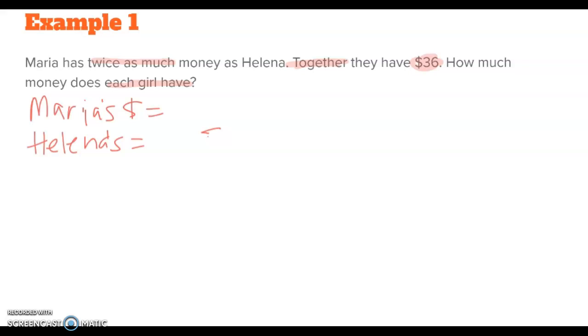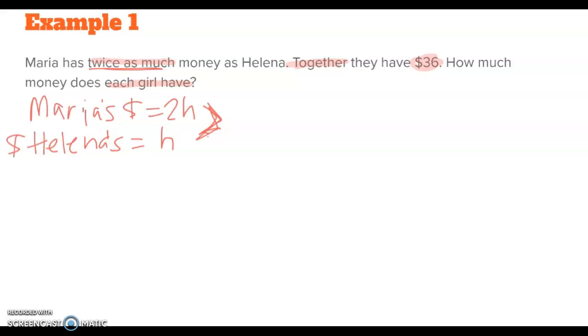I don't know how much Helena has. I don't know how much Maria has. But I do know that Maria has twice as much as Helena. So since I know the very least amount about Helena, I'm going to call my variable H. That's going to stand for Helena's money. Okay. And then I'm going to think to myself, if Helena has H dollars, they told me that Maria has twice as much. So that means twice as much as Helena, 2 times H. That is the relationship between our two unknowns.